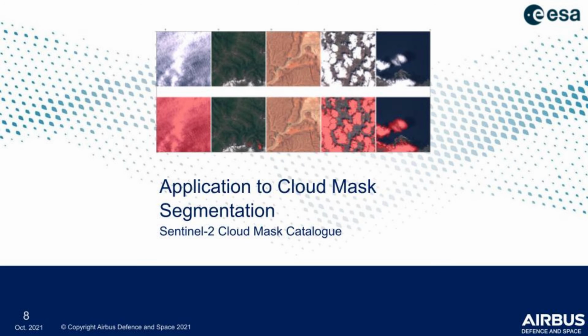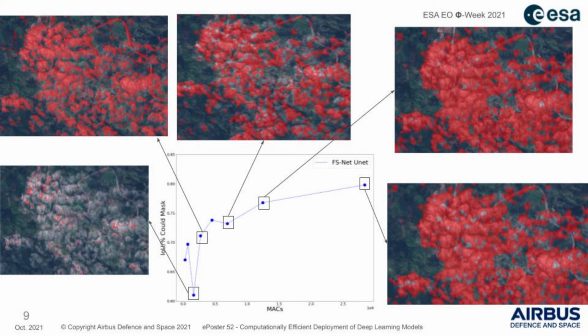Then, we address the problematic of segmentation with cloud detection task on Sentinel-2 CloudMOS catalog with UNet architecture. One may observe that we are able to generate a large family of networks with different performances. The images with CloudMOS illustrate this difference of performances.